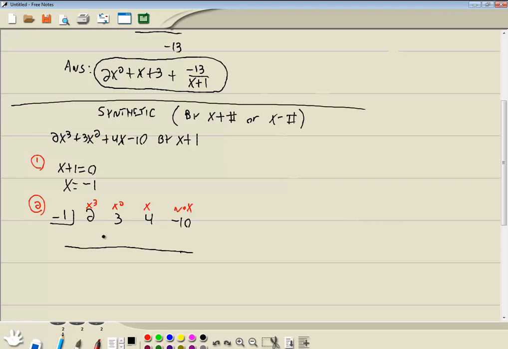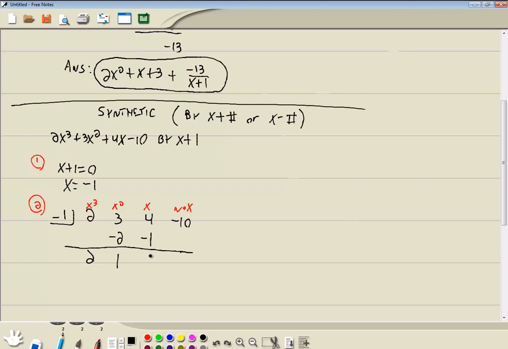Now remember, with synthetic division, we're going through a series of adding and multiplying over and over until we're done. So let's start with our first column here, and we want to add. So 2 plus nothing is 2. And then we want to multiply. We always multiply the number in the box by the number we just put down here. So negative 1 times 2 is negative 2. And then we want to add. 3 plus negative 2 is 1. Then we want to multiply. Negative 1 times 1 is negative 1.